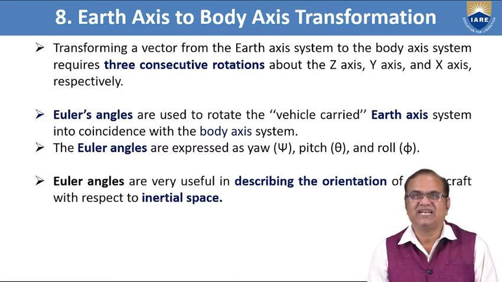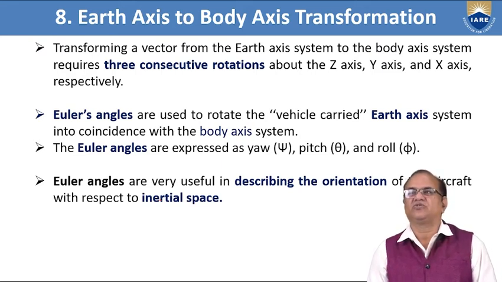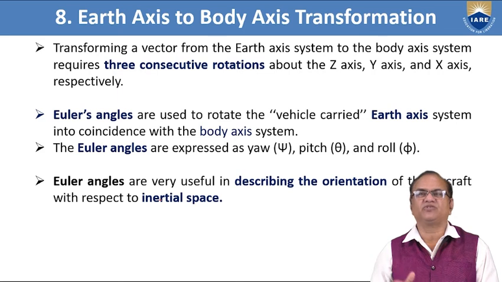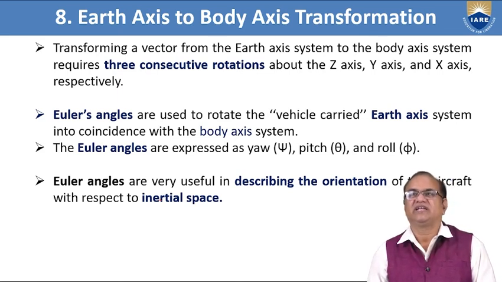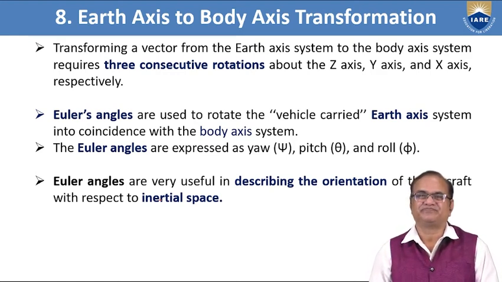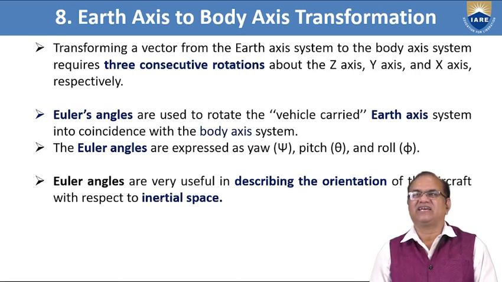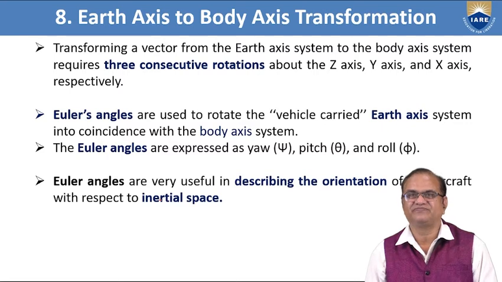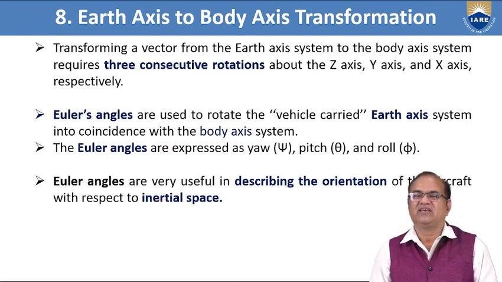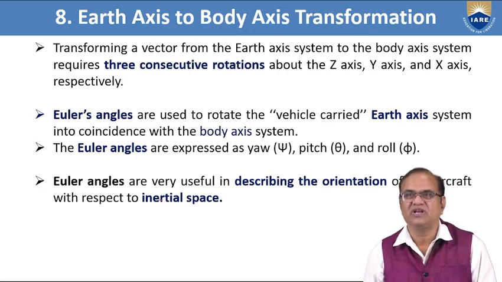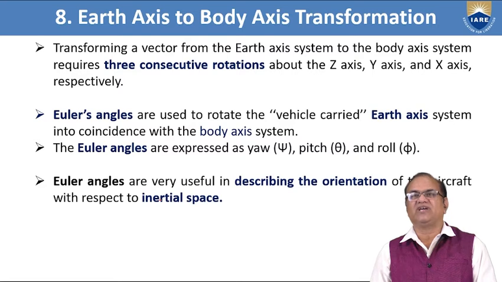Here you can see that transforming a vector from the earth axis system to the body axis system requires 3 consecutive rotations about the z-axis, y-axis, and the x-axis respectively. It is a systematic approach: first we rotate about the z-axis, then the y-axis, and then the x-axis. In this, Euler's angles are very important. Euler's angles are used to rotate the vehicle-carried earth axis system into coincidence with the body axis system. The Euler's angles are represented as yaw psi, pitch theta, and roll phi. So this should go in the proper rotation: first yaw about the z axis, then pitch, and then the roll axis. Euler's angles are very useful in describing the orientation of the aircraft with respect to inertial space.